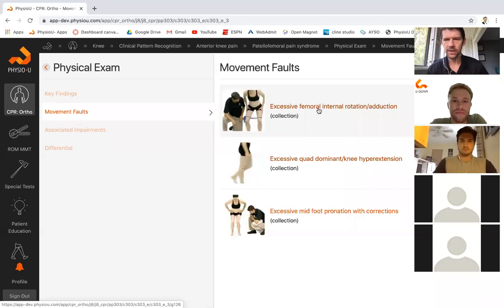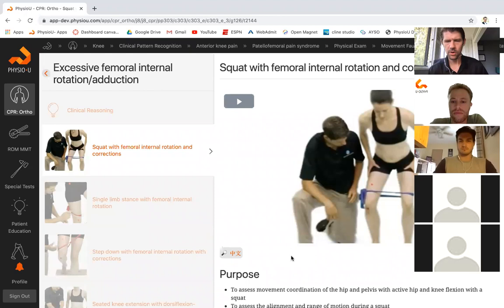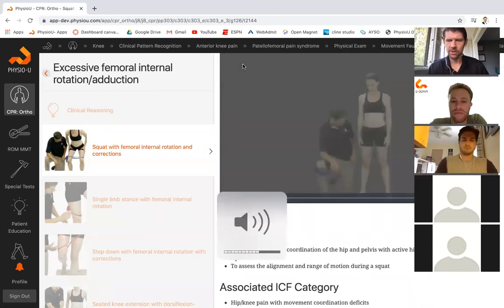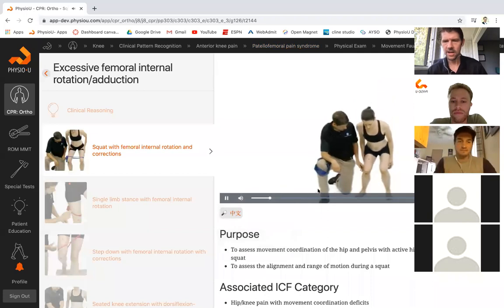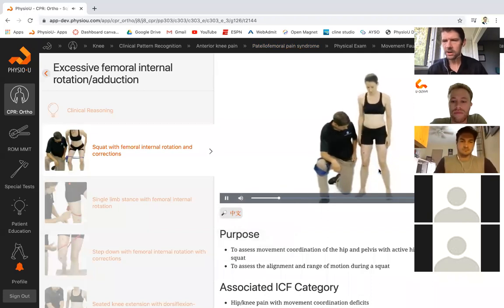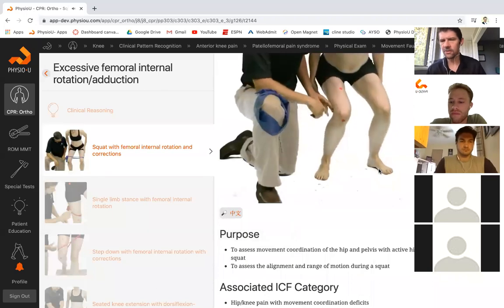All right, so if we click on squat, and we watch them squat, we see them dive into femoral internal rotation. See them squat. We don't want to make those corrections right away. We want to see how she squats first. We don't want to show them all of our answers.